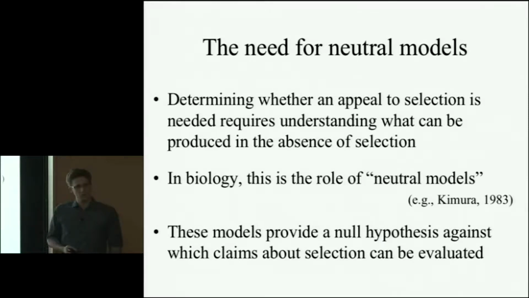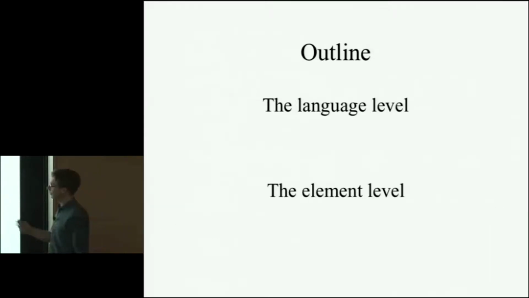That is, models that we can use to think about whether processes of selection, either at the level of entire languages or at the level of individual constructions, are things that we need to appeal to in order to explain the phenomena that we're interested in. So basically the way the talk's going to work, I'll start off talking about that language level, and then I'll talk about the element level, thinking about what happens when we look at the evolution of individual constructions.